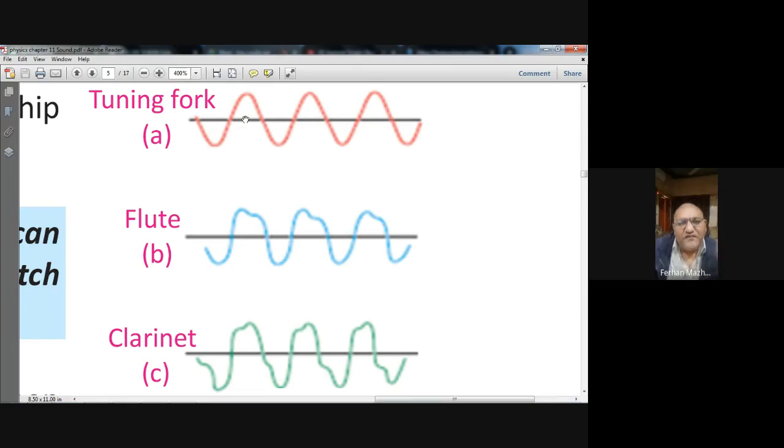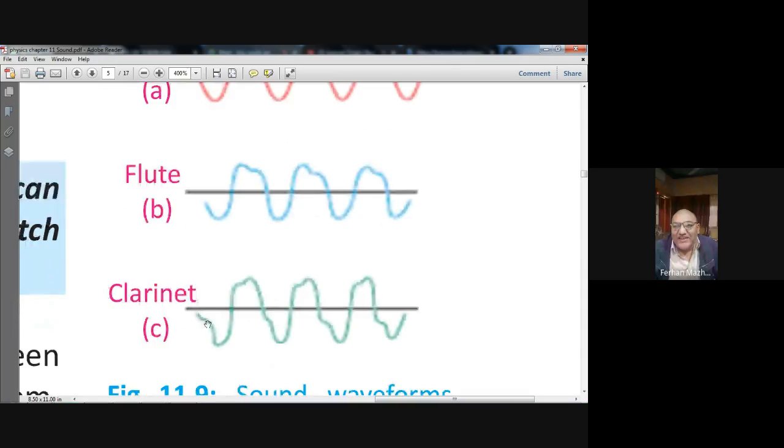Its shape is perfectly sinusoidal. But look at the flute: it has the same pitch as the first one, and the same loudness as the first one. But the basic shape of that wave is a little different from the first one. Now look at this wave. This is from the clarinet. Its shape is also a little different from the first two.